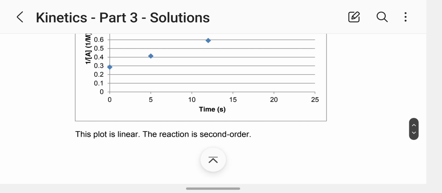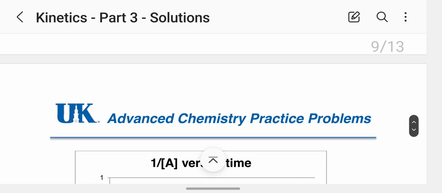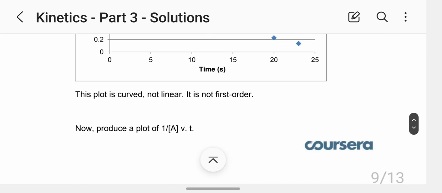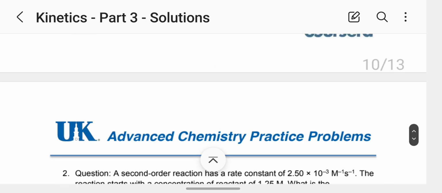So the reaction in this case is second order, because the plot is not curved, the plot is linear, you can see. But if the plot is not linear, as it was in the earlier case, it will be first order, because it is not linear, it is curved.